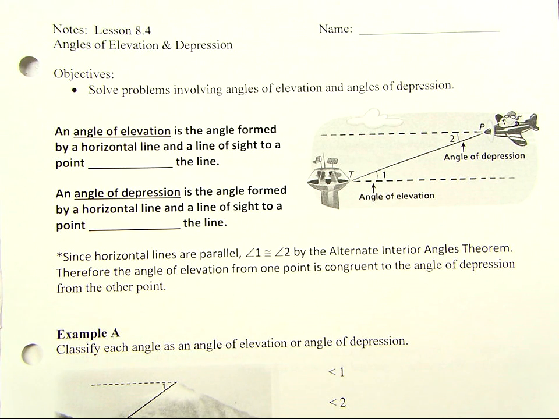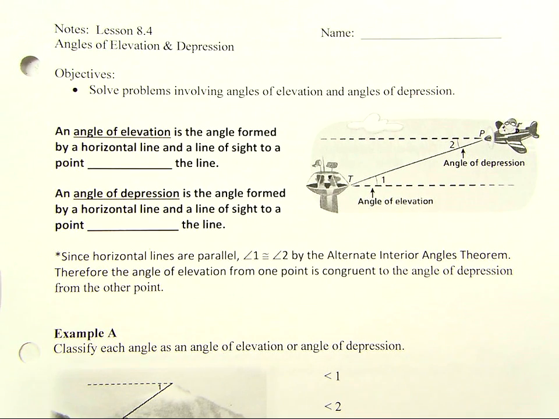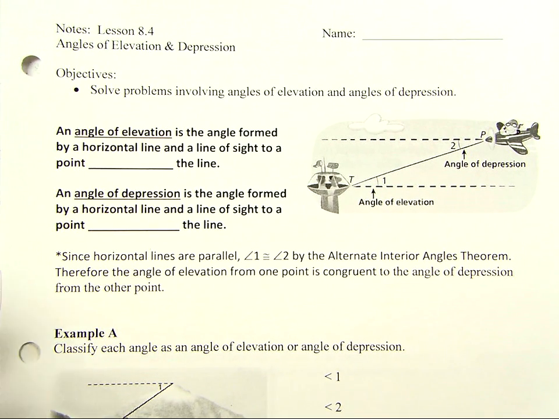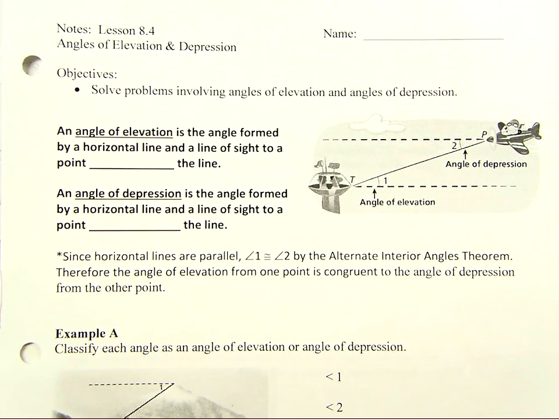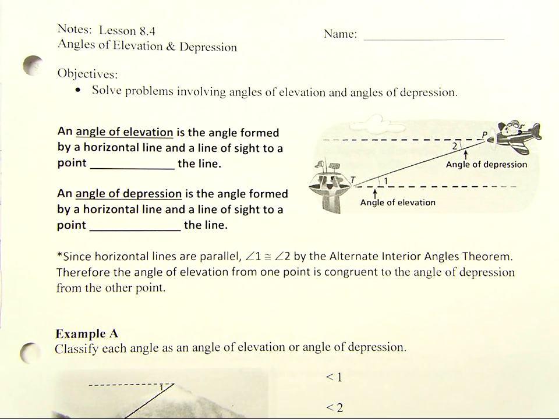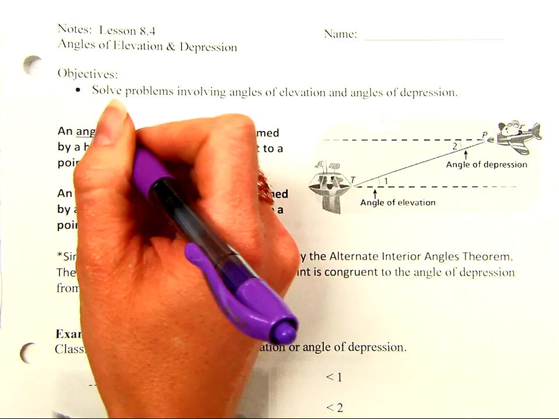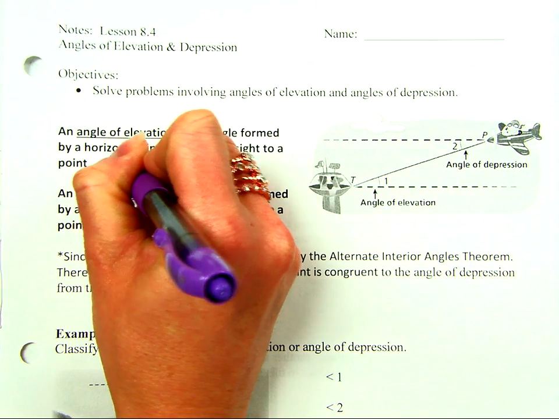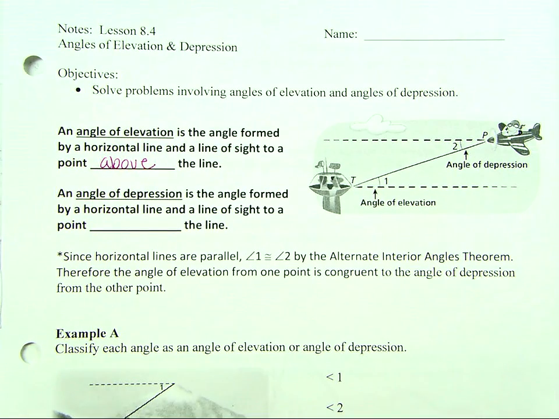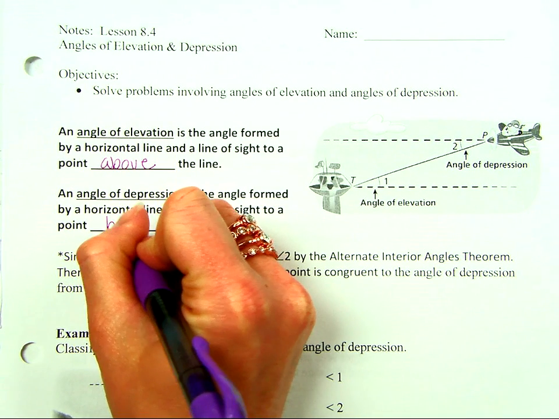In lesson 8.4, we're going to be talking about angles of elevation and angles of depression. We're still going to be using our trig ratios. Taking a look at our diagram here, an angle of elevation is the angle formed by a horizontal line and a line of sight to a point above the line. An angle of depression is the angle formed by a horizontal line and a line of sight to a point below the line.